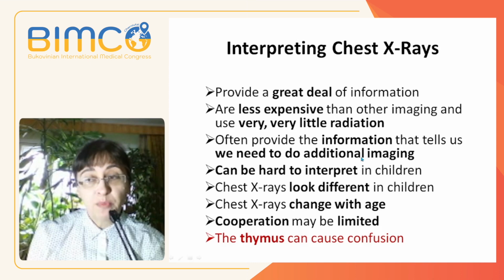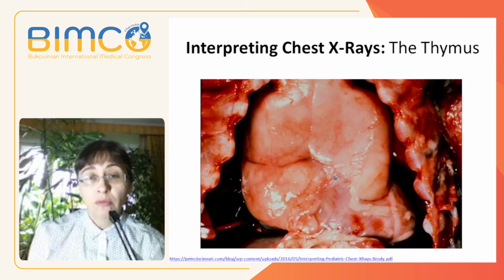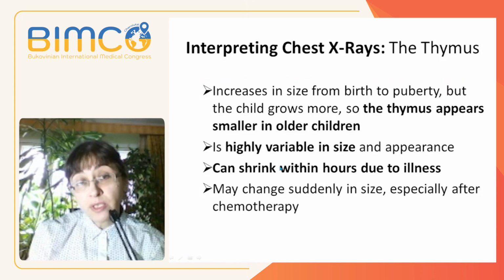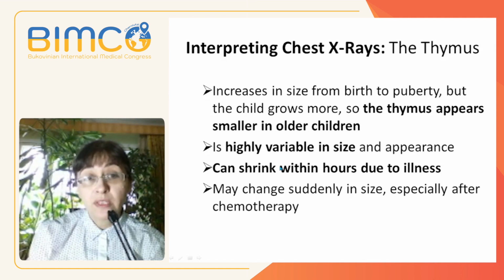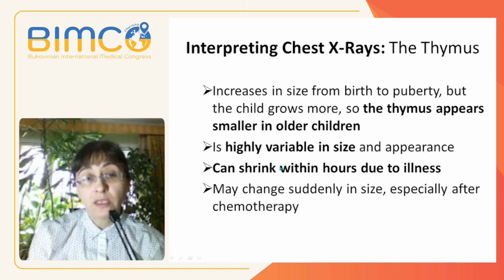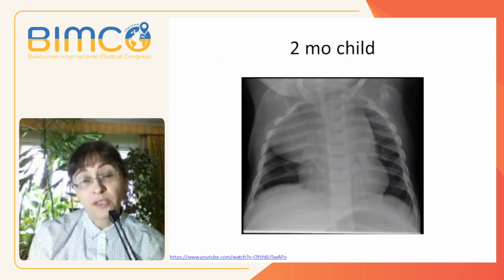Another problem which may cause misinterpretation of chest X-rays in children is the thymus. It is a huge organ located in the anterior mediastinum, and it may cause problems because the thymus increases in size from birth to puberty, but the child grows more, so the thymus appears smaller in older children. The thymus is highly variable in size and appearance, and it can shrink within hours due to illness, and may change suddenly in size, especially after chemotherapy or any other treatment.